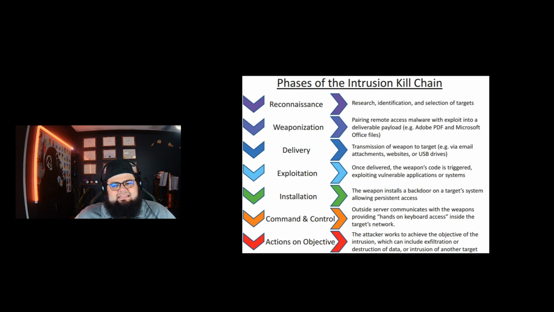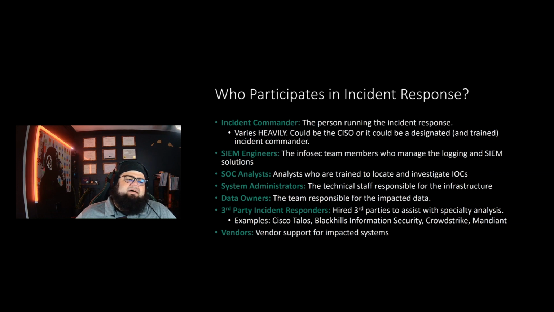So incidents tend to kick off right around that delivery phase. Although in your incident response, when you're going through and you're digging in to do your investigation, you might start seeing some of that reconnaissance activity, even if you didn't respond to it initially. So, who participates in incident response, right?